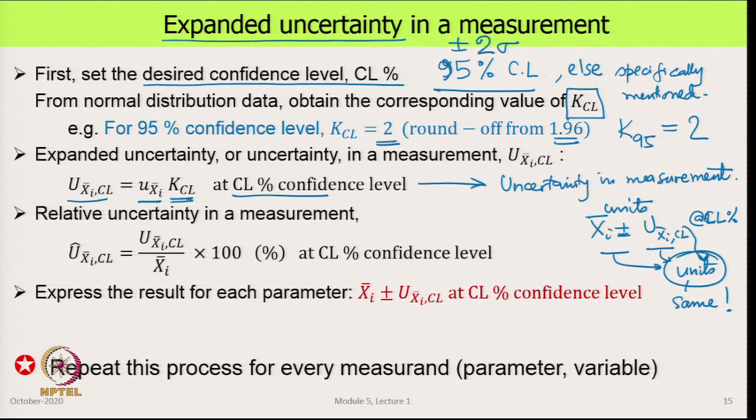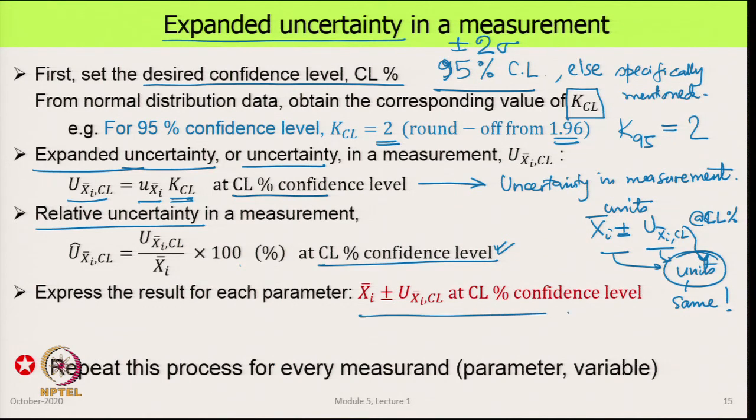We can also report one more value, and often you will see this in many applications, which is the relative uncertainty. So, we got the uncertainty or the expanded uncertainty, which is u x i bar, CL, and now we call the relative uncertainty in a measurement, which is the expanded uncertainty divided by the mean value of the parameter multiplied by 100. So, this is so much percentage at that particular confidence level. Somewhere in the beginning we should have always specified what this is, and later on in solving the problem or doing the analysis, we should be clear that we are always referring to every measurement uncertainty at the same confidence level.